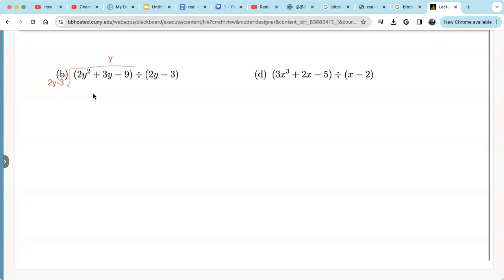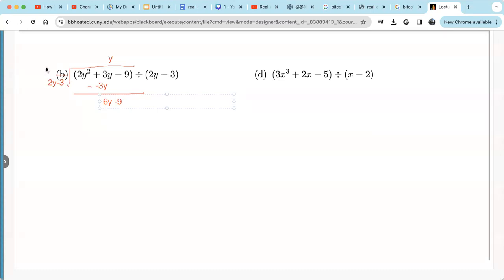Again, we don't really have to write the first term, the leading term. We just do -3 times y, that's -3y. Then we do subtraction, right? We subtract -3y, that becomes positive. So 3y plus 3y, we get a 6y. We pull the next one down, which is 9.